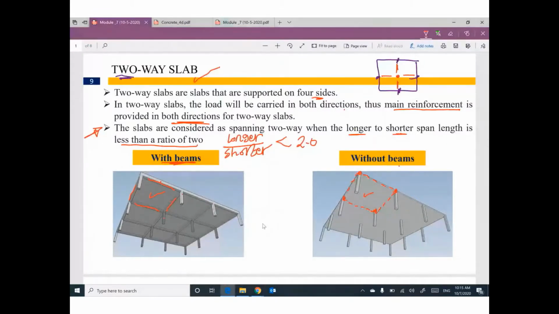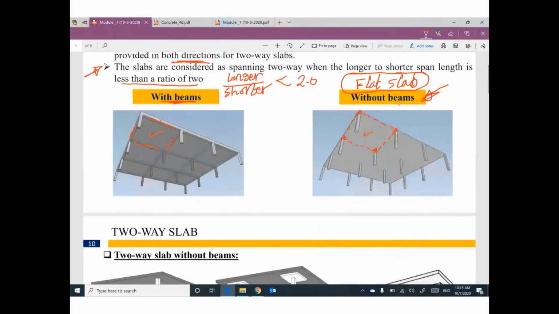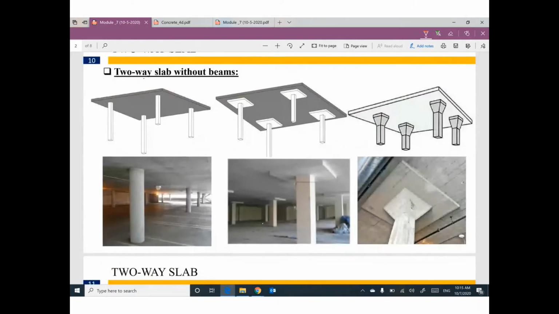Okay, I'm gonna focus a little bit on this slab. By the way, this slab, which is two-way without beams, can be called flat slab. Sometimes we can call it flat. Flat means we don't have anything dropping down from the slab. It's flat. Just slab rested on columns. For two-way slab without beams, the normal or the regular shape is this one. Just a slab rested on columns, like this.